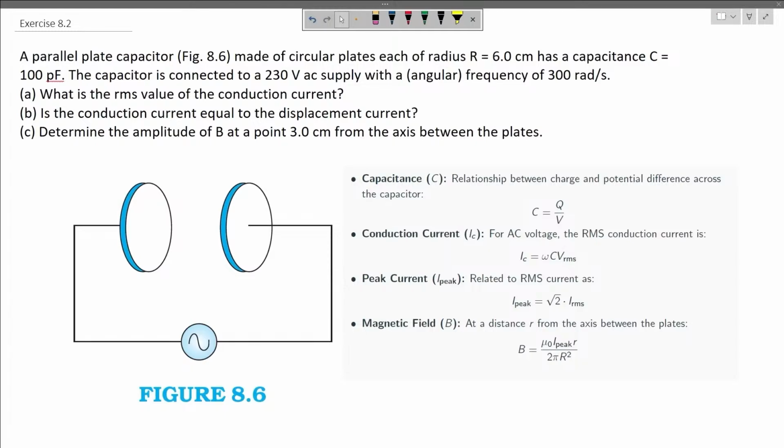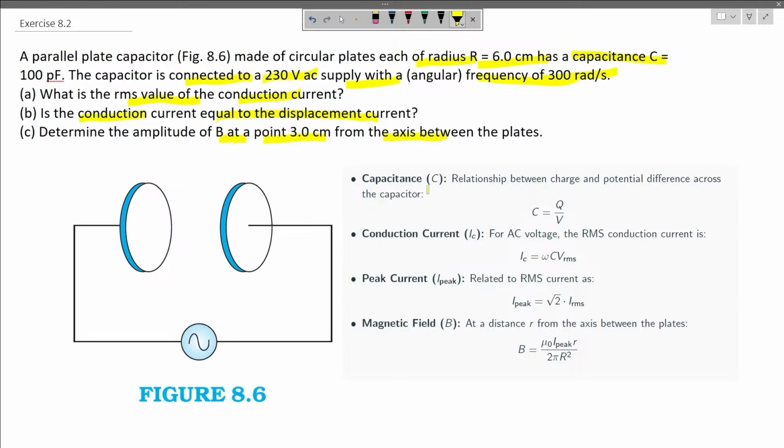The question says that a parallel plate capacitor in figure 8.6, made of circular plates each of radius 6 cm, has a capacitance C equal to 100 picofarad. The capacitor is connected to a 230 volt AC supply with an angular frequency of 300 radians per second. We have to calculate the RMS value of the conduction current, and whether the conduction current is equal to the displacement current. In the third question, we have to determine the amplitude of B at a point 3 cm from the axis between the plates.